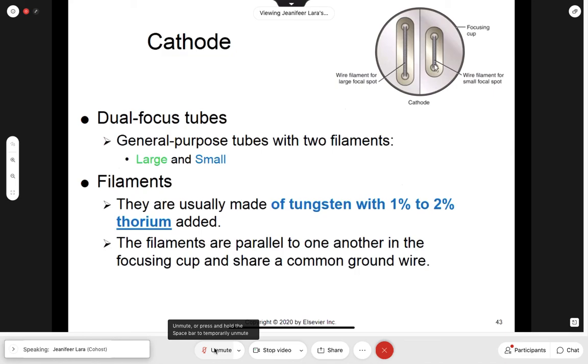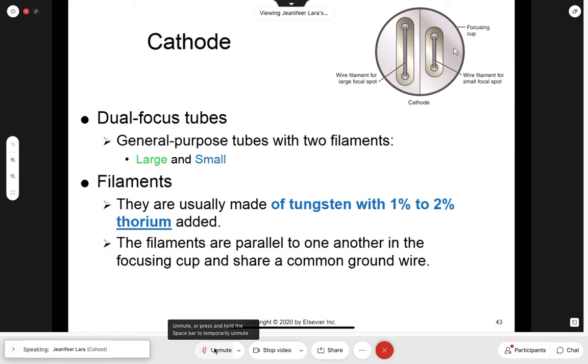Okay, perfect. So, the dual focus tubes or the dual focusing cups, you will have a large and a small. This right here is a picture of a filament. This right here is a picture of the small filament. This entire section or circle is the focusing cup. It is the focusing cup, and it's made out of nickel.